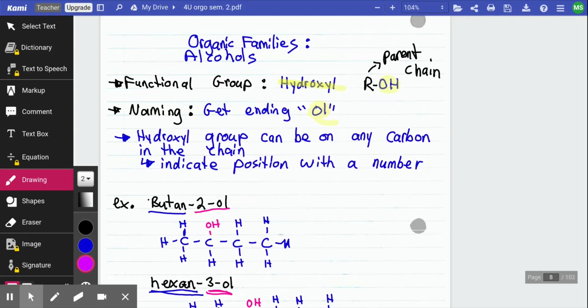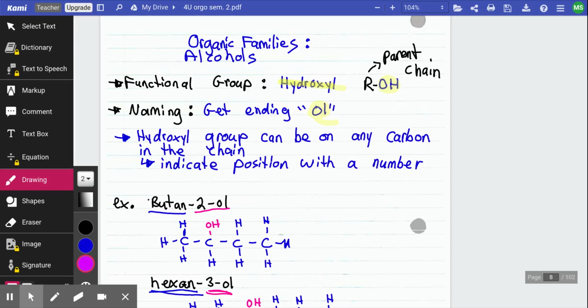characterized, I guess, by this functional group called a hydroxyl, which is basically an OH attached to a hydrocarbon chain. So we can see here that I've shown a hydroxyl bonded to an R, which represents the parent chain. Okay, so when you have this hydroxyl group right here bonded to a carbon chain, you have to indicate that that hydroxyl group is there.